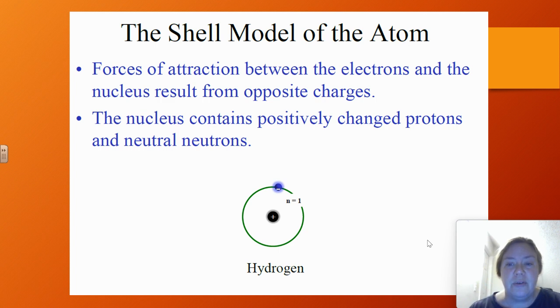So remember, the overall charge of the nucleus of the atom is positive because you have protons and neutrons in the atom. Now, the electrons are obviously negative, and so there is an attraction between them, but the electrons are moving so quickly that they're not sucked directly into the nucleus. So there is a force of attraction, and it results simply from these opposite charges.